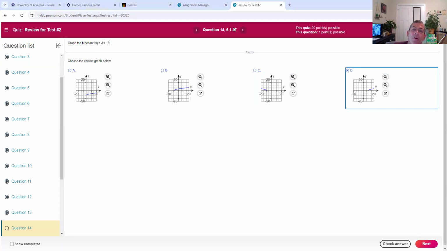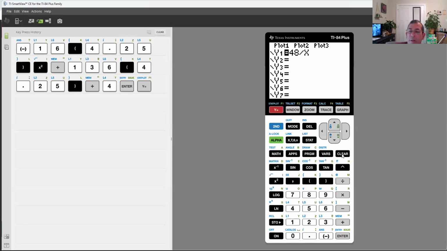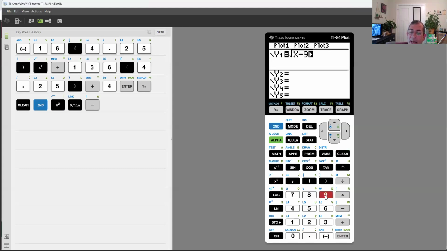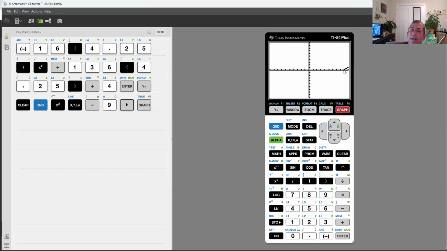Remember, you can also do that one on your calculator. So let me go to the calculator. And I would go to y equals. And that was the square root. So second x squared. And then that was x minus 9. So once we hit graph, you can see that it's starting on that right side over there at 10, okay?